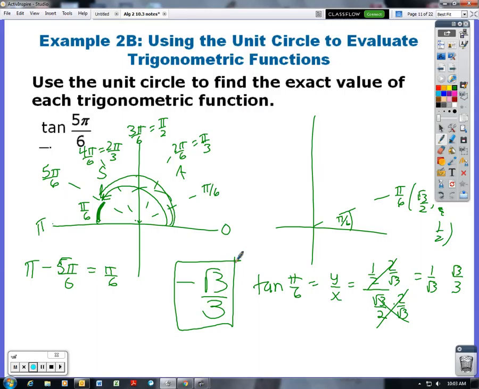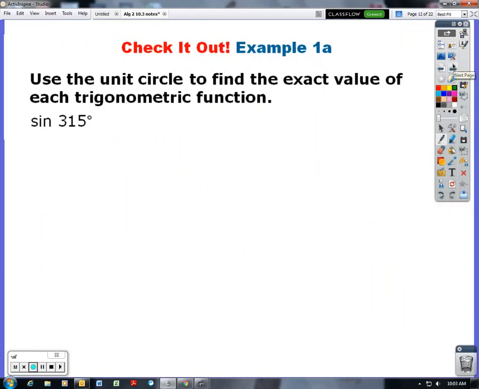Okay, next. This is on your own, so you can pause the video and do this one on your own, and then I will do it too. To save time, I think I'll just give the answer. I have to find it here in my notes. Okay, this one is negative root 2 over 2.